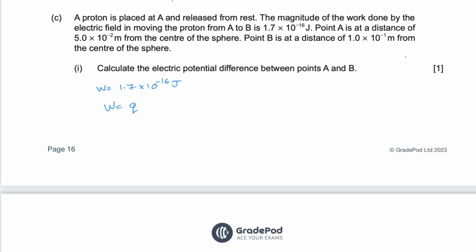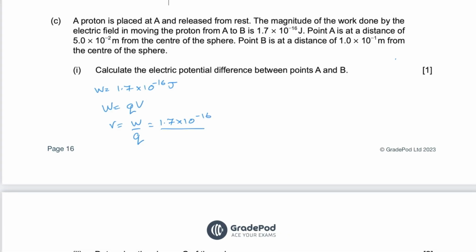W equals QV. So V is equal to W over Q. W is 1.6 times 10 to the minus 16. Q is the charge on a proton, which is 1.6 times 10 to the minus 19. Our potential difference is 1062.5 volts or joules per coulomb. Let's give it to two significant figures. So it's 1100 volts, or the units can be joules per coulomb.